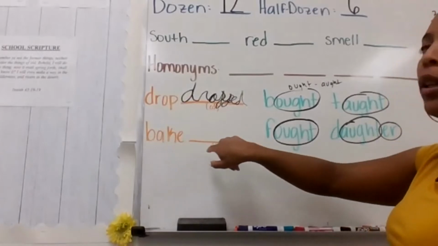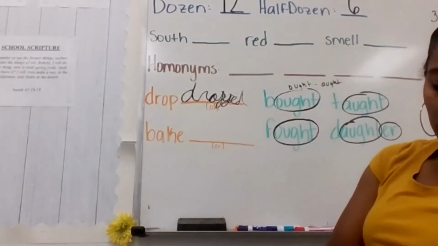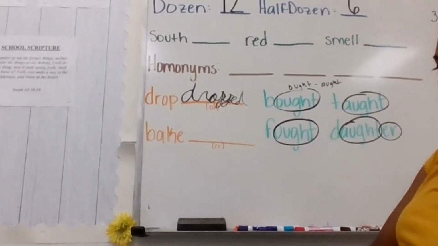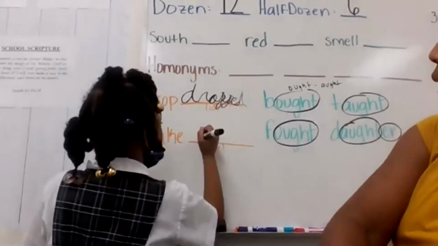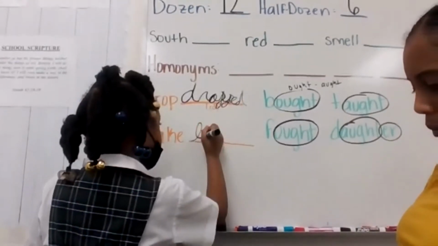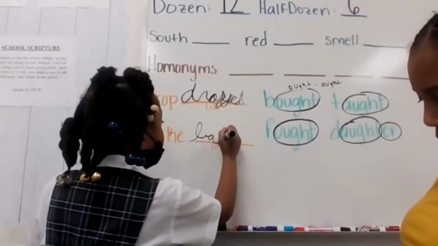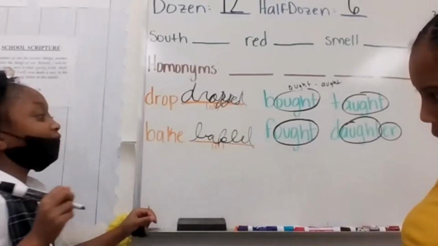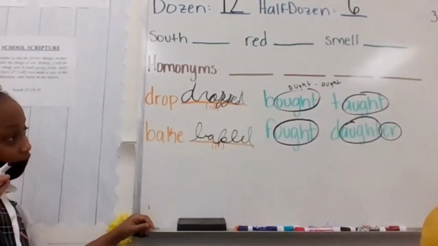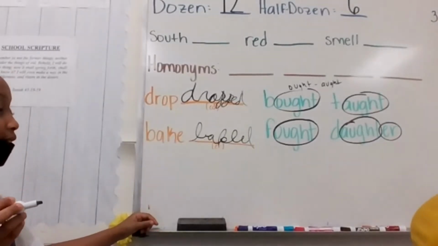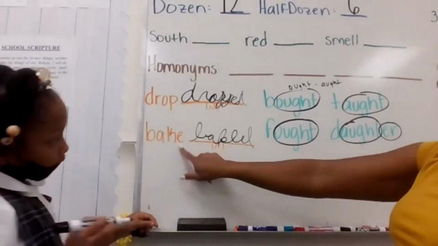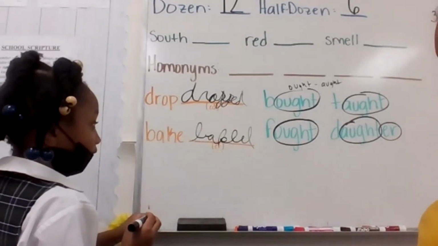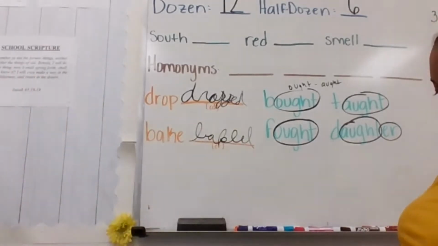Next, I have bake. Let's turn it into baker. Okay, what did I need to do? Take out the E. Drop that silent E and then add ER, it turns it into baker. Good. Awesome.